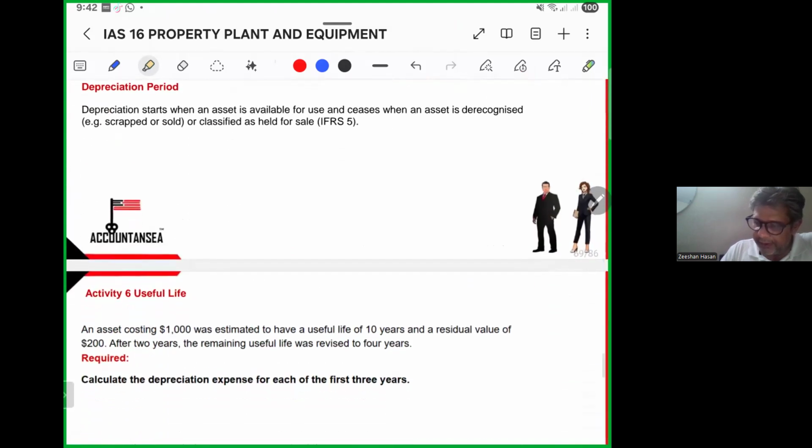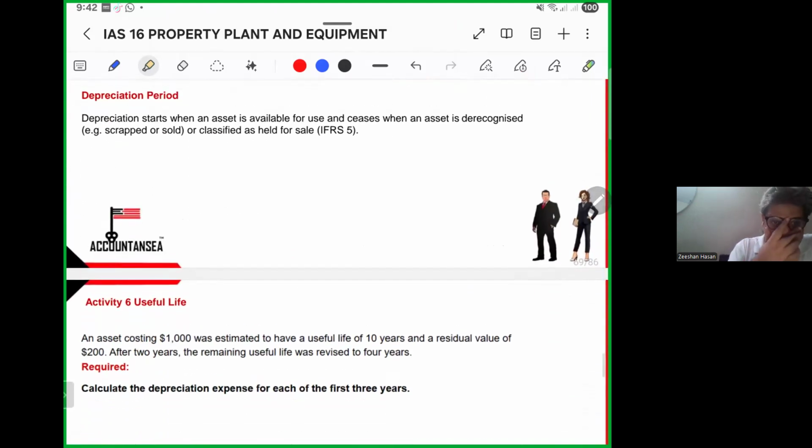So the depreciation period starts when an asset is available for use and ceases when the asset is derecognized, for example scrapped or sold or classified as held for sale.